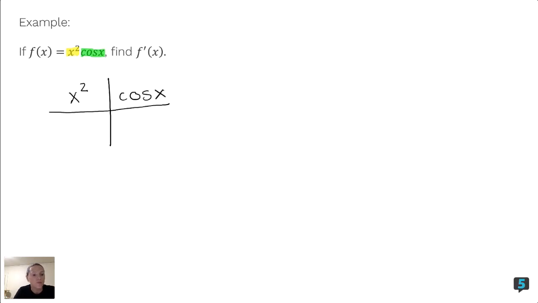And now I'm going to find the derivative of each one. What would the derivative of x squared be? Yeah, great, Ari, 2x. How about the derivative of cosine x? Negative sine x, perfect. All right, now it's time to criss and cross. So remember, we are starting in that bottom left, and we're going to do 2x times cosine x. So we're going to have f prime of x equals 2x cosine x.